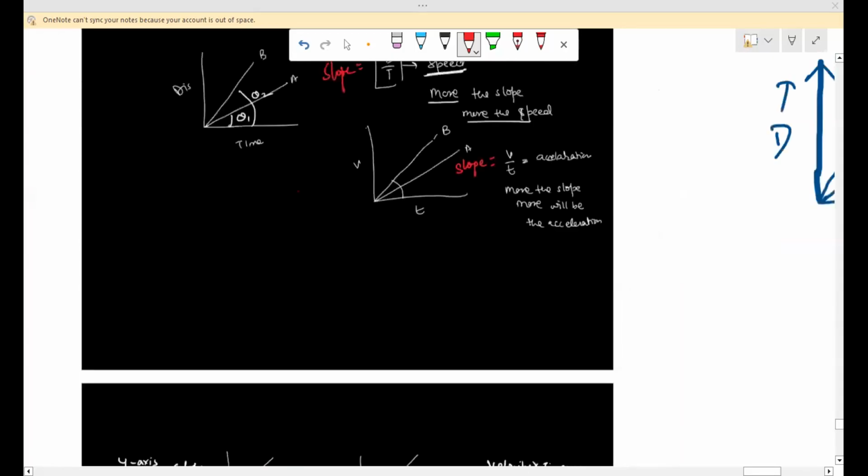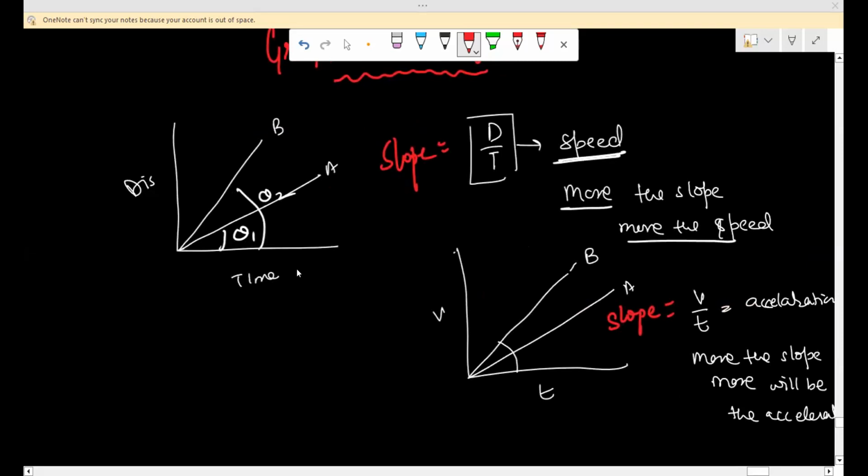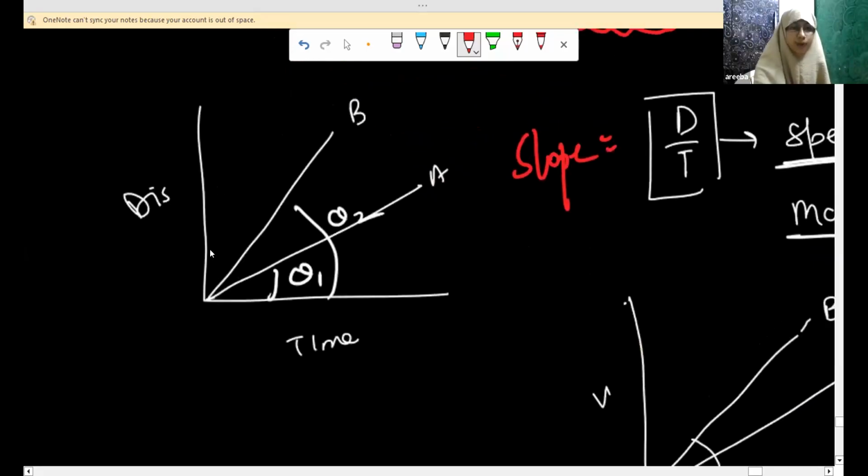See, there are basically two types of graphs: distance time graph and velocity time graph. The slope of the distance time graph gives us speed. This I have discussed with you in the case of uniform and non-uniform motion as well. Remember? So can you tell me which is the higher speed in this graph, car B or car A? Car B, as it's decreasing more within less time. Very good.